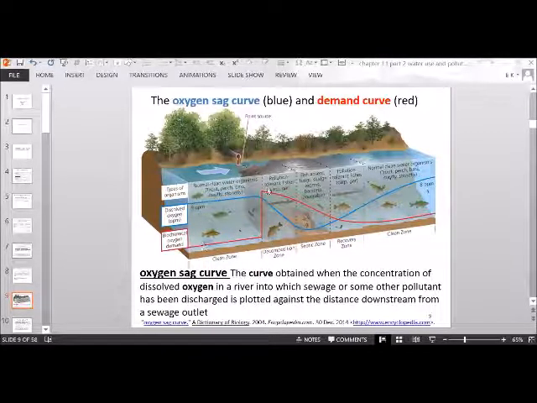This also shows you the demand in the red line again. So you have a high demand for oxygen where you have the pollution. That's because of the biodegradation. Bacteria are using up oxygen in the degradation process. So the demand for oxygen is high.